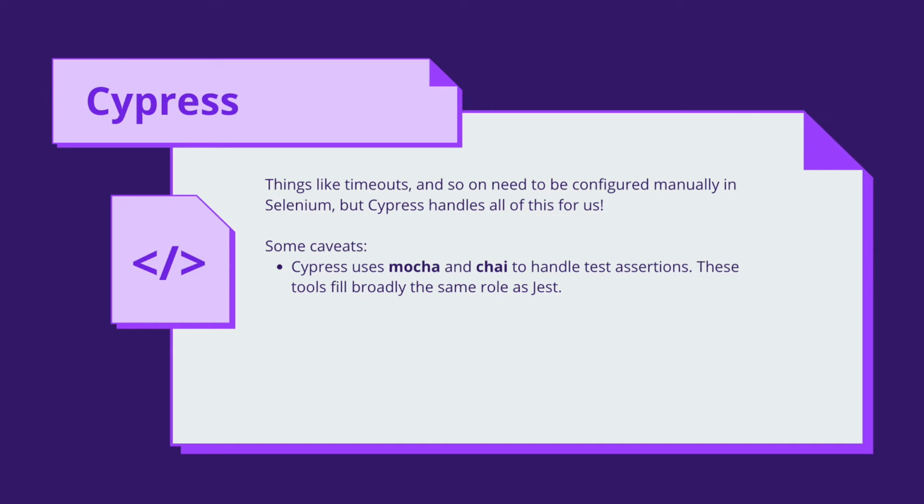One last caveat. You may have seen in previous lectures or been taught about this framework Jest, which is used for our unit tests. Cypress does not support Jest, unfortunately. It supports a library called Mocha and Chai. They basically do the same thing as Jest, but they predate Jest by a number of years.